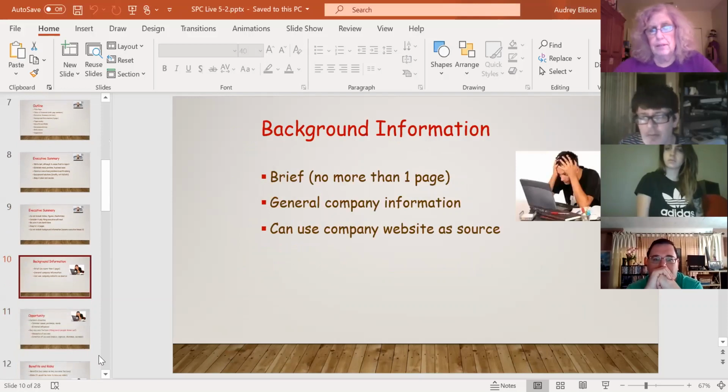Moving to the background information. Background is no more than 1 page. It's general information about the company or general information about the topic you're studying. And you can use the company website as a source. It's a good source for company background.